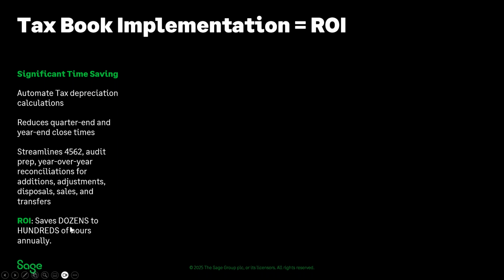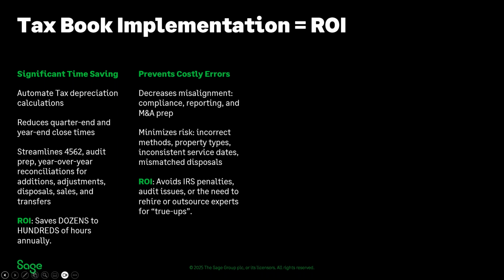So at the end, the ROI just in this block right here saves dozens to sometimes hundreds of hours of manual labor annually. So just that on its own is pretty significant. It also prevents costly errors. So again, when we're automating everything, putting it into one central location, we also decrease the misalignments. Again, that misalignment of data, of the additions, disposals, transfers, sales, and adjustments I just spoke about.